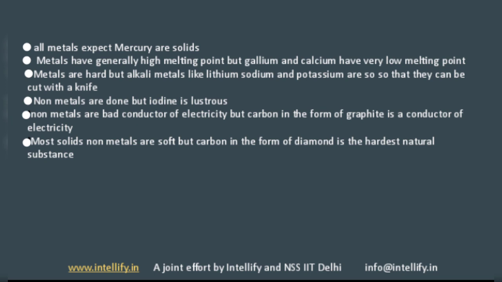Now, all these physical properties of metals can also be seen in non-metals or vice versa. Non-metals are bad conductors of electricity, but carbon in the form of graphite is a conductor of electricity. Non-metals are soft, but carbon in the form of diamond is the hardest natural substance, and so on.